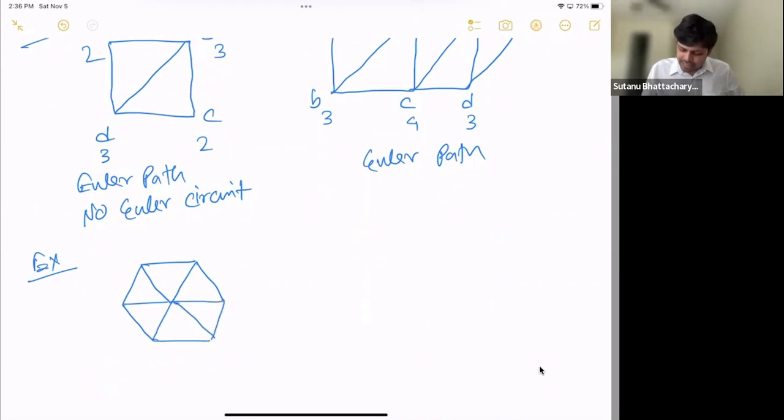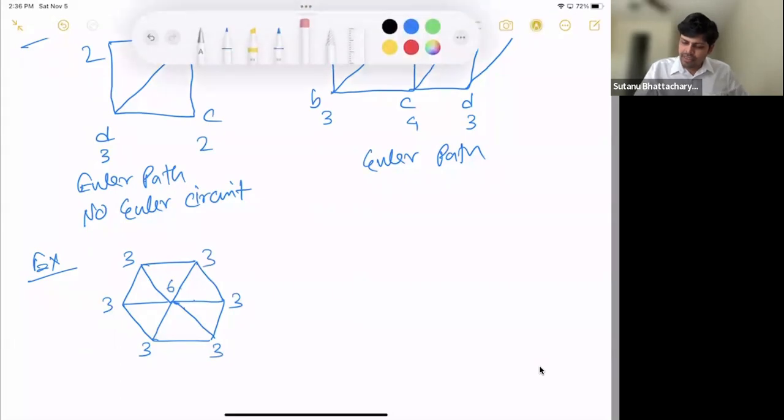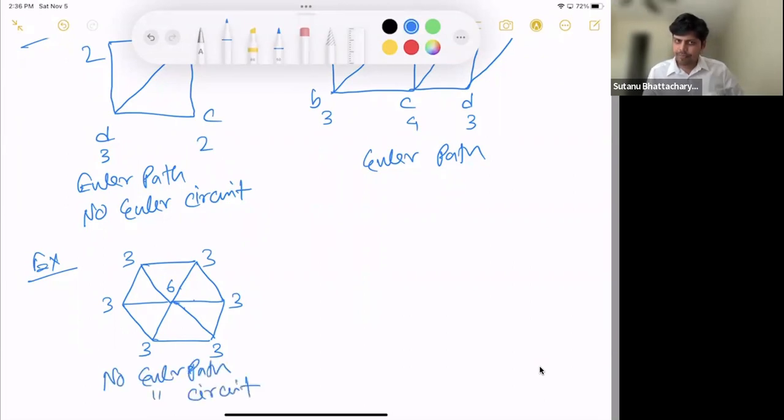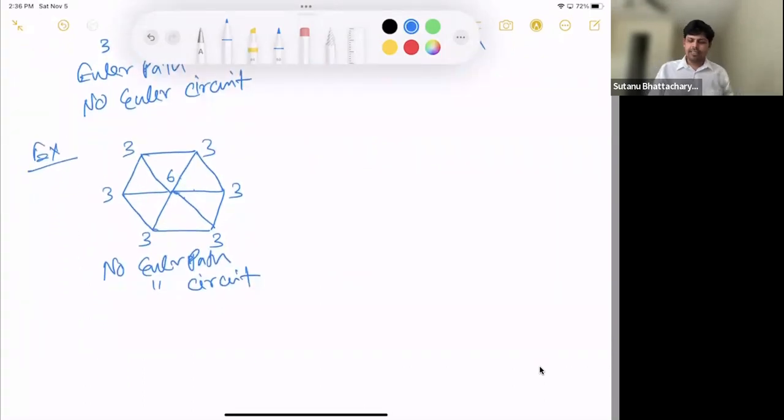Here, if you check the degrees, 3, 3, 3, 3, 3, 3, and this one 6. So there are 6 vertices of odd degree. So there will be neither an Euler path nor an Euler circuit. So no Euler path, no Euler circuit can be found here.